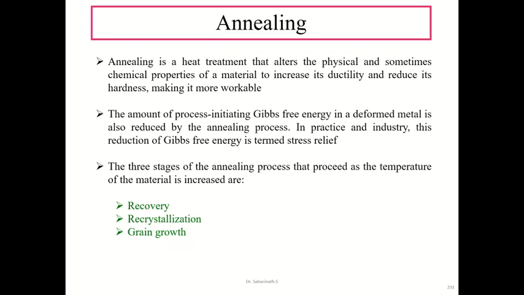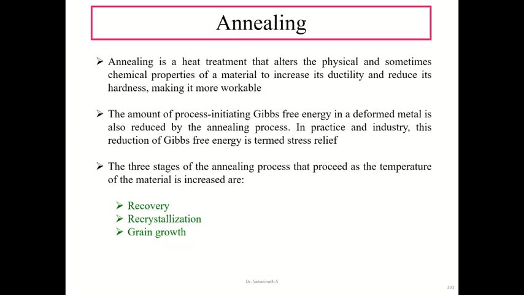So in the previous lecture we discussed various strengthening mechanisms. Today we will discuss a heat treatment process known as annealing. There are many different kinds of heat treatment for materials. Annealing is a process of heating a material to a particular temperature and then cooling it very slowly.